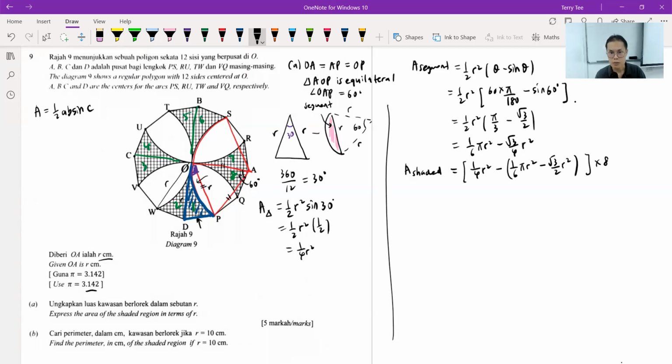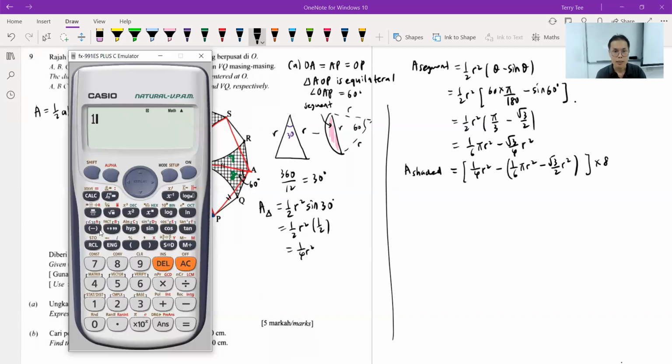Let me just type in the calculator. 1/4, okay, drop the R squared first. You minus 1/6, right? Your pi is 3.142. Drop your pi, your R squared, then you minus root 3 divided by 4. This one I made a mistake, it's 4, not 2. This is root 3 over 4. Whatever we get here, we multiply by 8 because there are 8 parts of it.